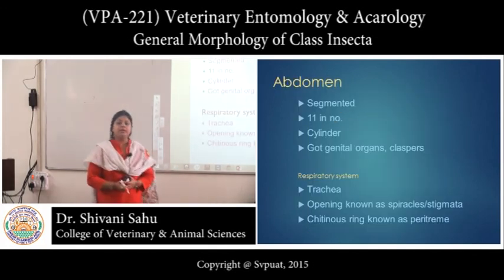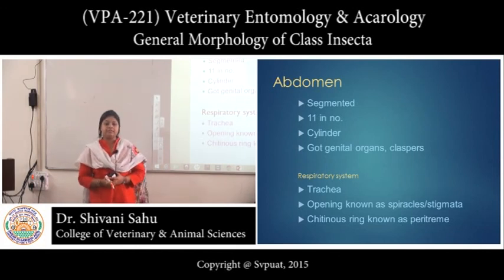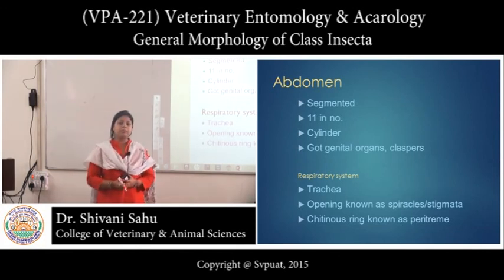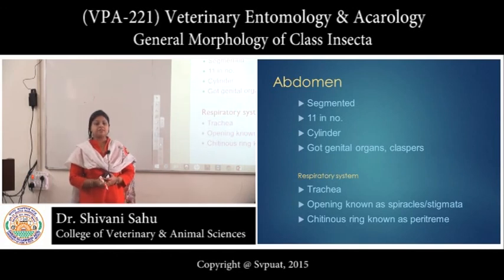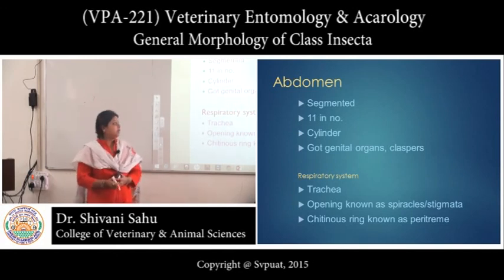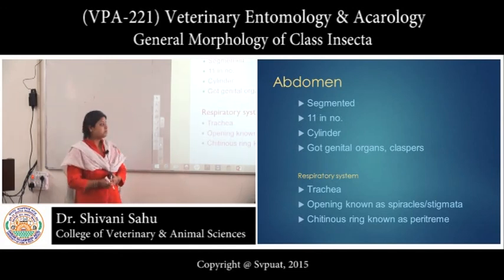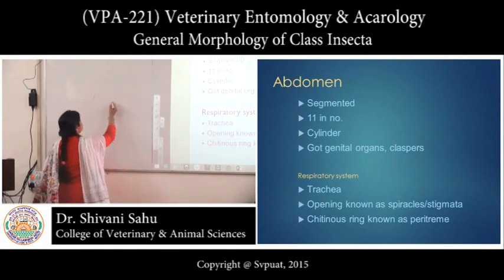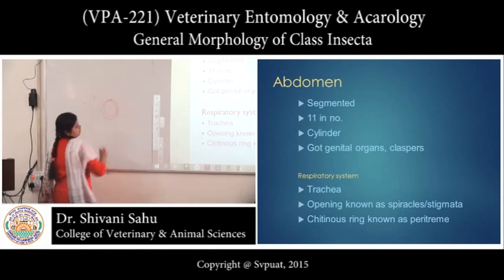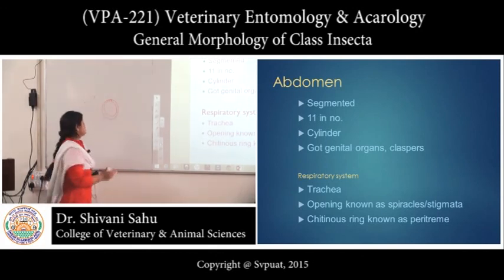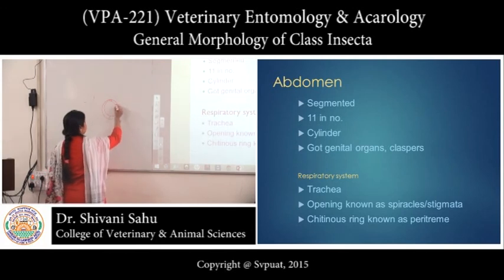Now coming to abdomen, abdomen is segmented, generally 11 segments. It is cylindrical in shape, with genital organs, claspers and various other appendages. Now coming to the respiratory system, it consists of branching tubes known as trachea. The opening of this trachea exteriorly is known as spiracles or stigmata. Now surrounding these spiracles or stigmata, which are present on the side of the body, it is covered by a chitinous structure known as peritreme.